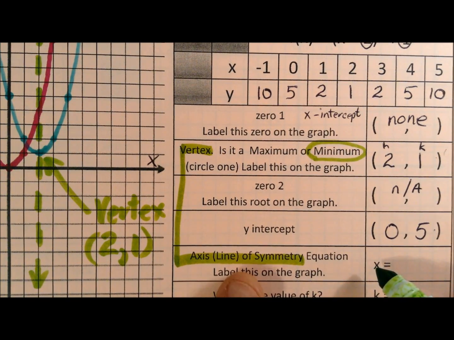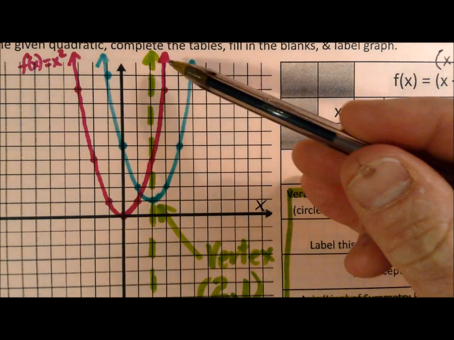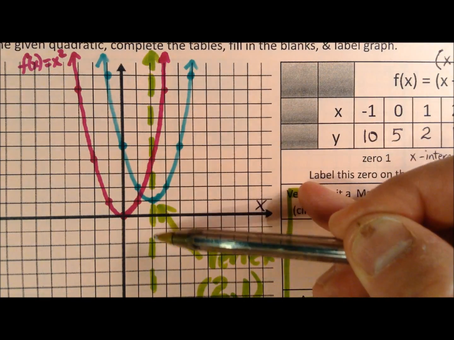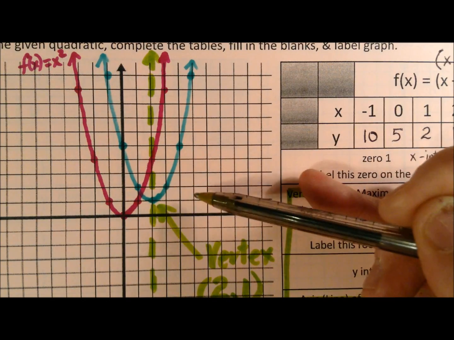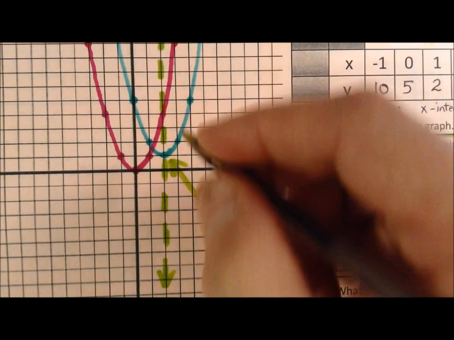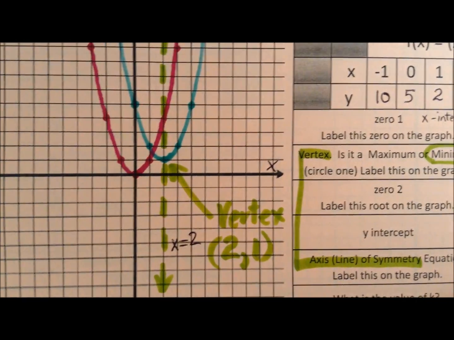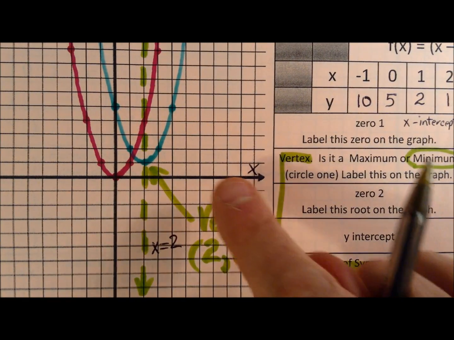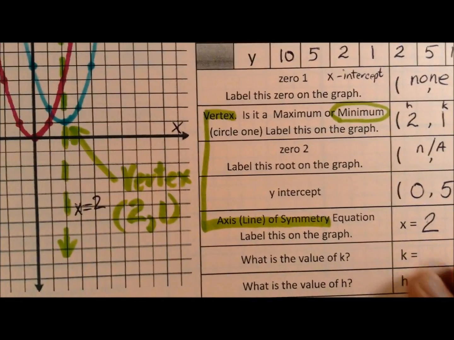X from the vertex is a 2, so I have x equals 2. Can we verify that with our picture? Look at my vertical line. It's crossing the x-axis at 2. It's a vertical line of symmetry. My equation for my line of symmetry is going to be x equals 2. Remember, the vertex and the line of symmetry go together.